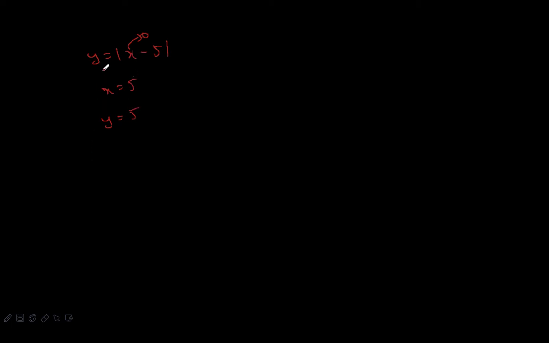For y equal to 0, x is mod of minus 5, which is 5, right? If you substitute x equal to 5, y will become 0.